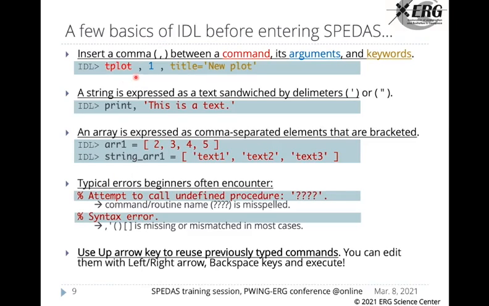First, you have to insert a comma between commands, arguments, and keywords in any IDL command line. For example, here tplot is the command, 1 is the argument, and title equals new plot is a keyword. Then you have to put a comma here and also here again to separate the command, arguments, and keyword.